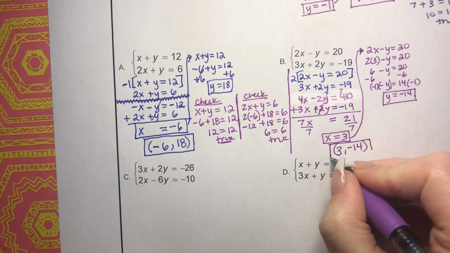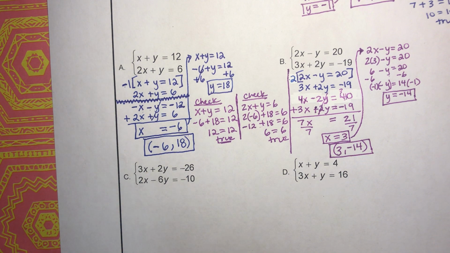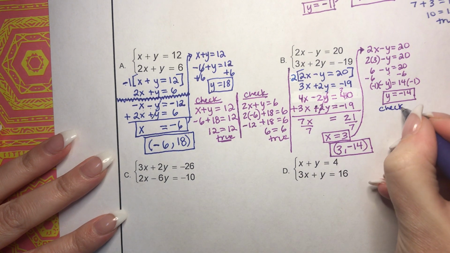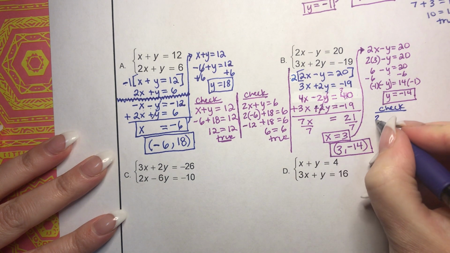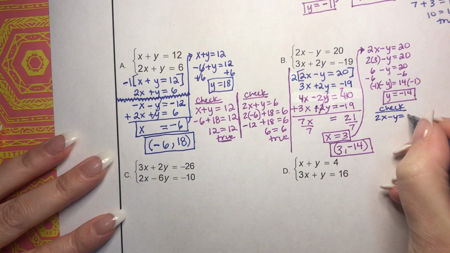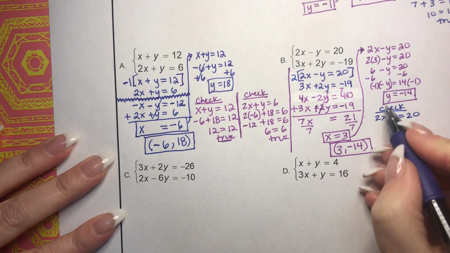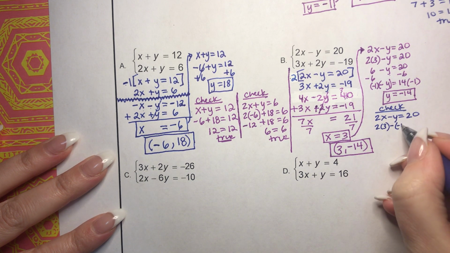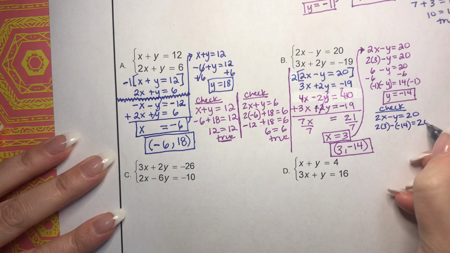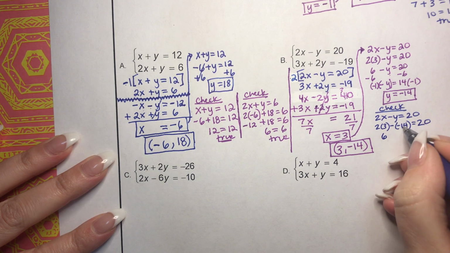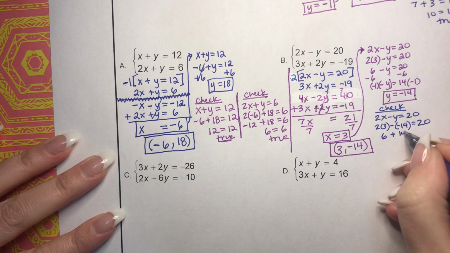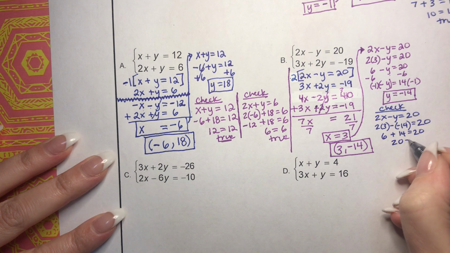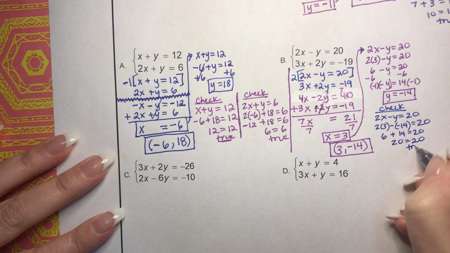Right there. Okay? Now it is time to check it. So we're going to check that first equation. 2x minus y equals 20. We're going to substitute 3 in first, and then negative 14 here. 2 times 3 is 6. Negative times negative is a positive. Okay, there we have it. 6 plus 14 is 20, equals 20, which is a true statement.